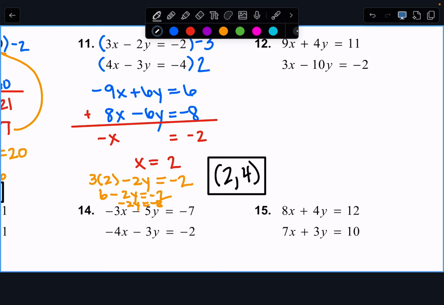Okay, sort of ran out of room to squish it in there. Wrote too big. Okay, so let's check. I mean, we did a lot of work. Might as well check. 3 times 2 is 6. Minus 2 times 4, which is 8. Is 6 minus 8 -2? Yes. Awesome. 4 times 2 is 8. Minus 3 times 4, which is 12. 8 minus 12? Okay.